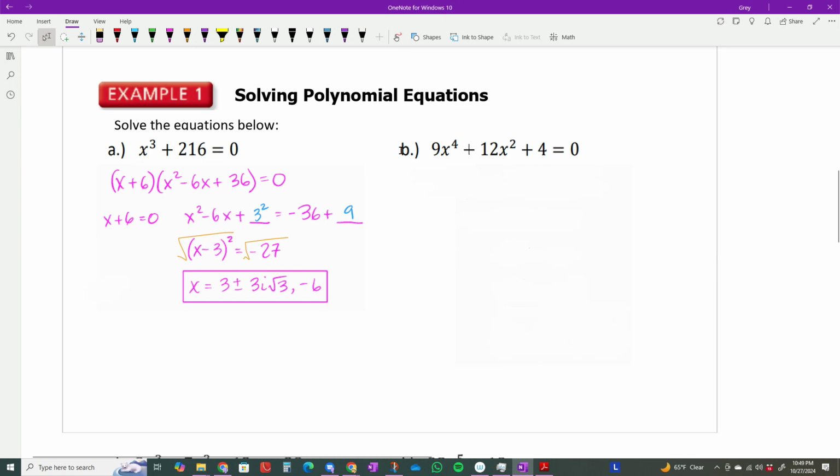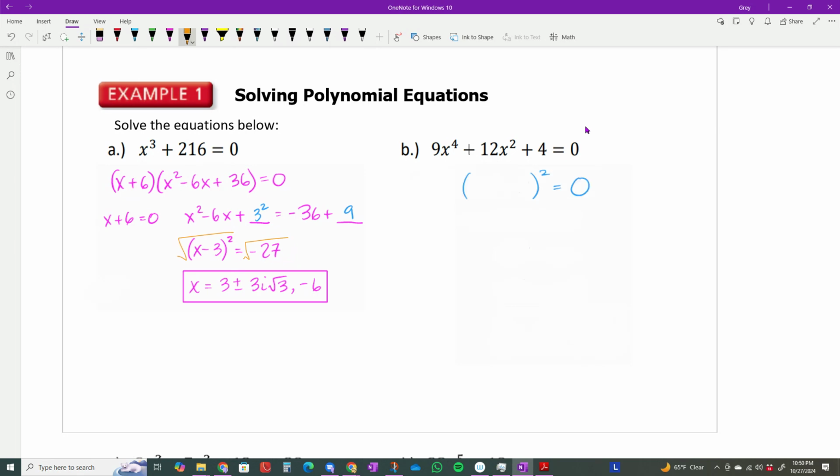Okay, b, 9x to the 4th plus 12x squared plus 4. That's the quadratic like that I talked about. This exponent times 2 is equal to that exponent. This is quadratic like, so you can find the factors of 9 and the factors of 4 and figure out what gives you 12. Or you can recognize this as a PST, because that's a perfect square and that's a perfect square. And so it's going to factor to a plus b quantity squared.